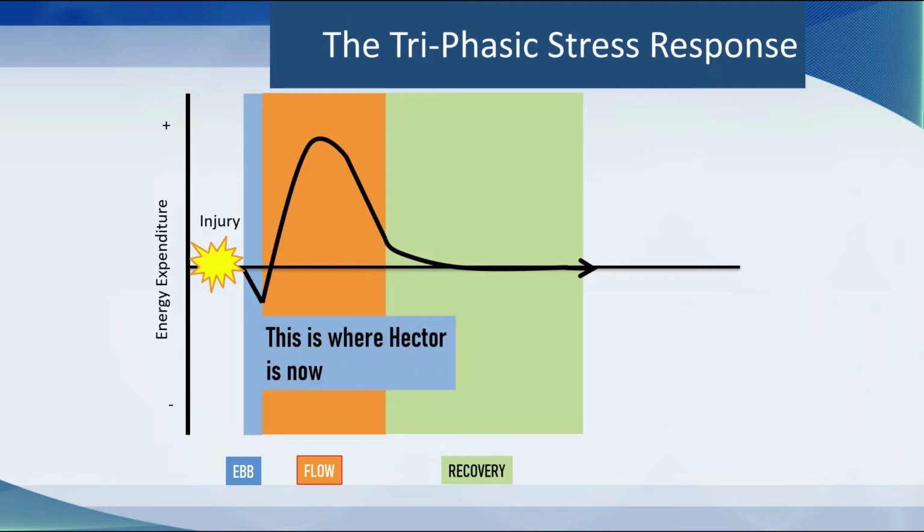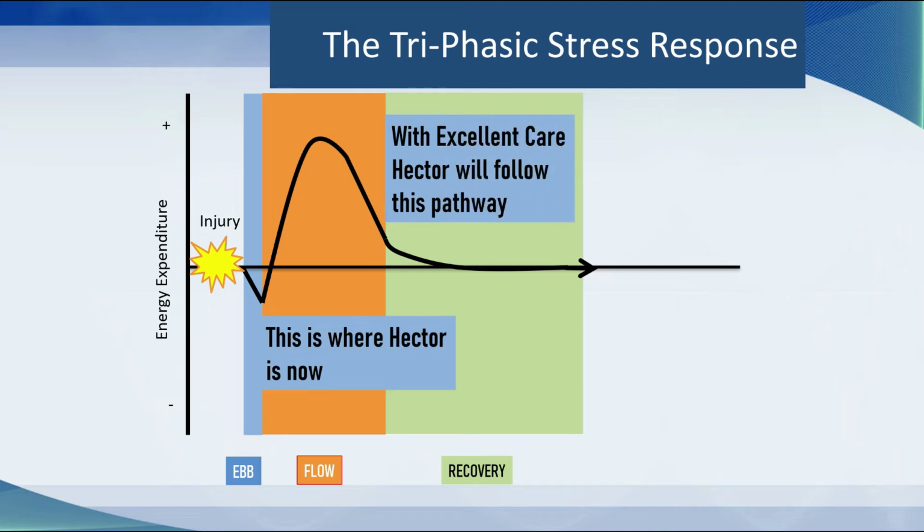This is where Hector is now, just at the beginning of the flow phase of the stress response. With really excellent care, management by surgeons, anesthesiologists and intensive care clinicians, he should follow a standard pathway where that burns itself out after about 72 hours, and then after a week the entire stress response has resolved. One of the problems that Hector has here is this.